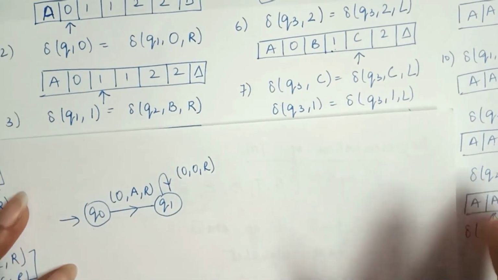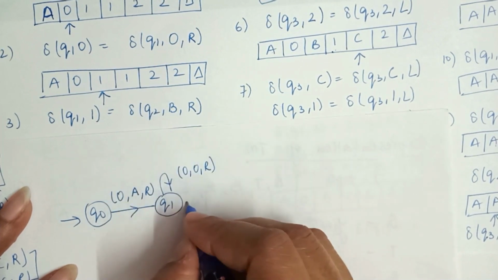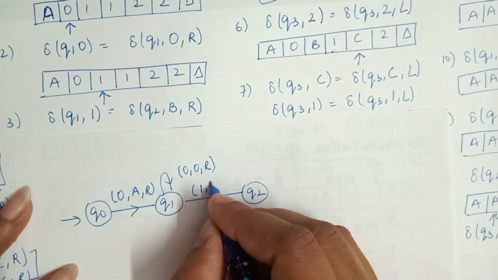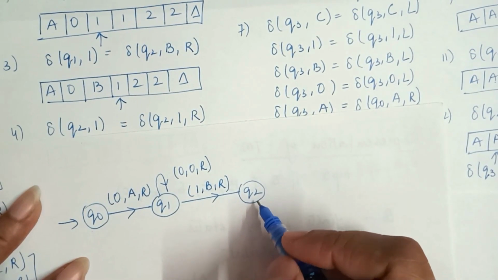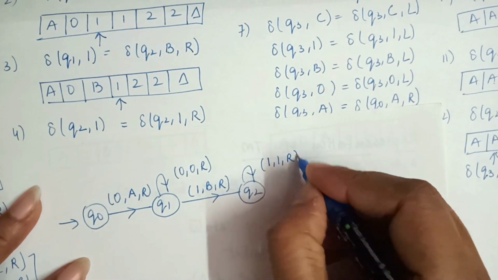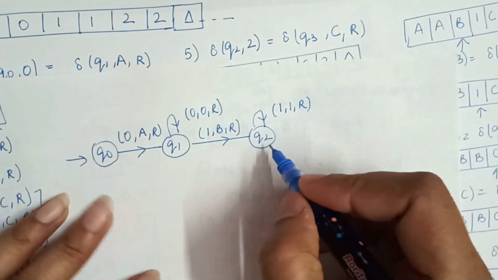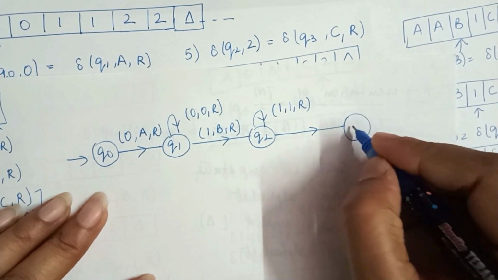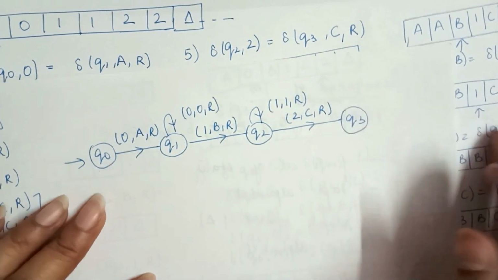The next movement is, we are on Q1 state, reading 1, and we are moving to the next state, that is Q2. So this will become 1, B, and R. Then on Q2, if I am reading 1, 1, 1, and R. Now the next movement is the 5th. The movement is Q2, reading 2. We are moving to the Q3 state. So this is Q3, and this will become 2, C, R.